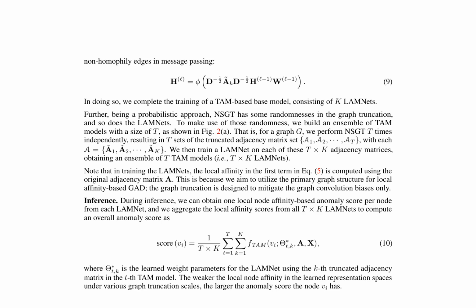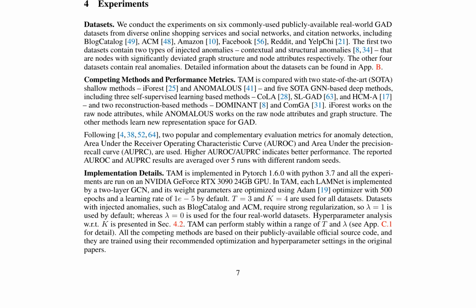The authors then describe the training process of a TAM-based model, consisting of LAM-nets, and how they build an ensemble of TAM models to utilize the randomness in the graph truncation process. In the inference phase, the paper explains how to obtain local node affinity-based anomaly scores from each LAM-net and aggregate these scores to compute an overall anomaly score for each node. This score is indicative of the node's likelihood of being an anomaly, with higher scores suggesting potential anomalies.